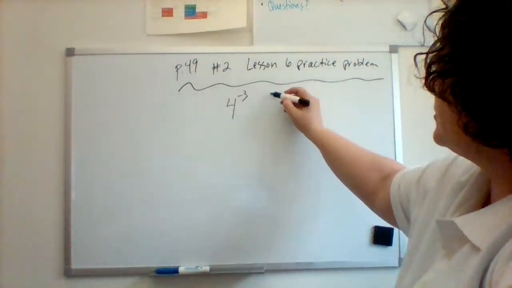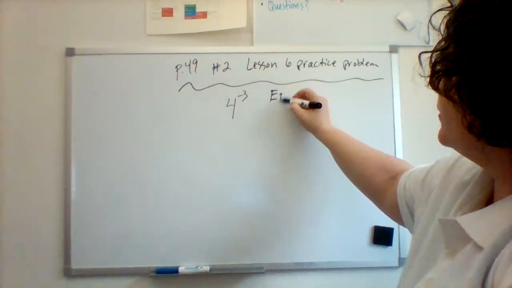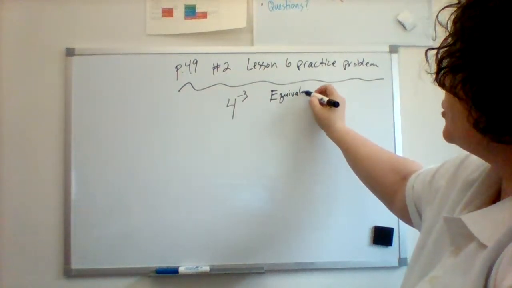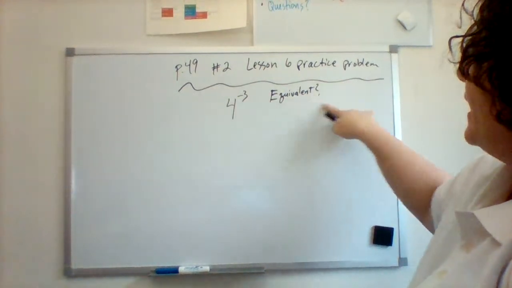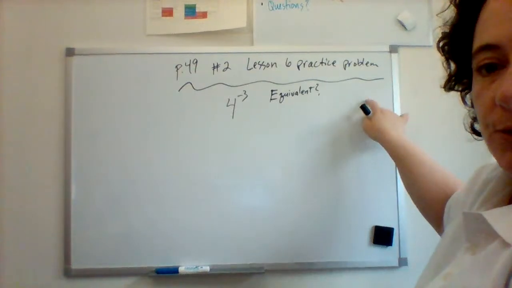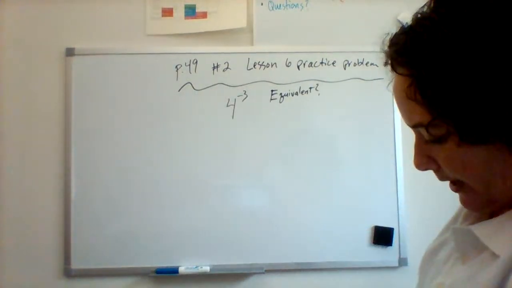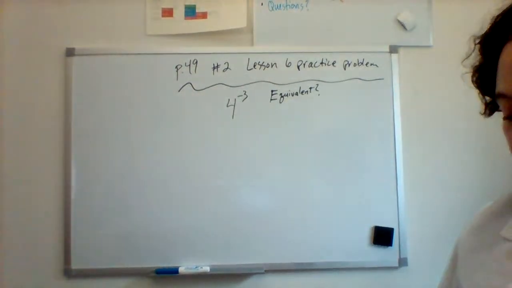And what I'll do is I'll put right here, I'll put equivalent with a question mark. And we're going to answer with the correct letters right there. And then I'll do the work right here. Okay? So let's do the work.